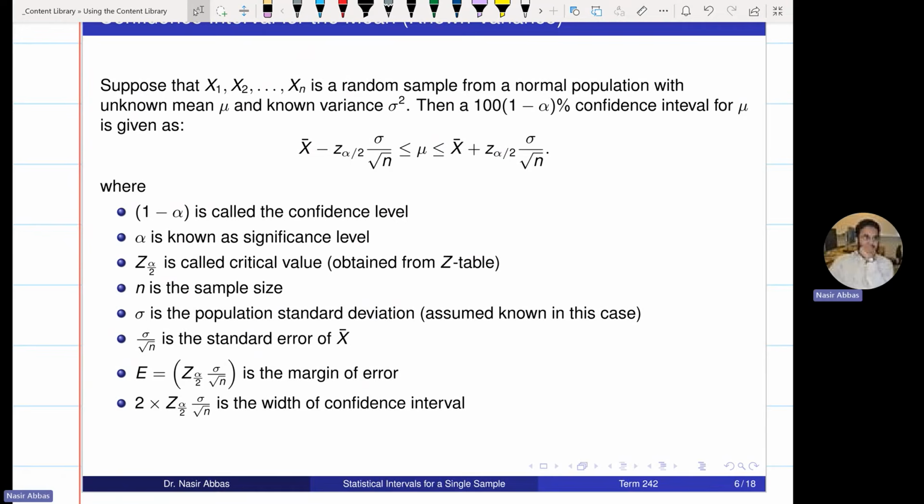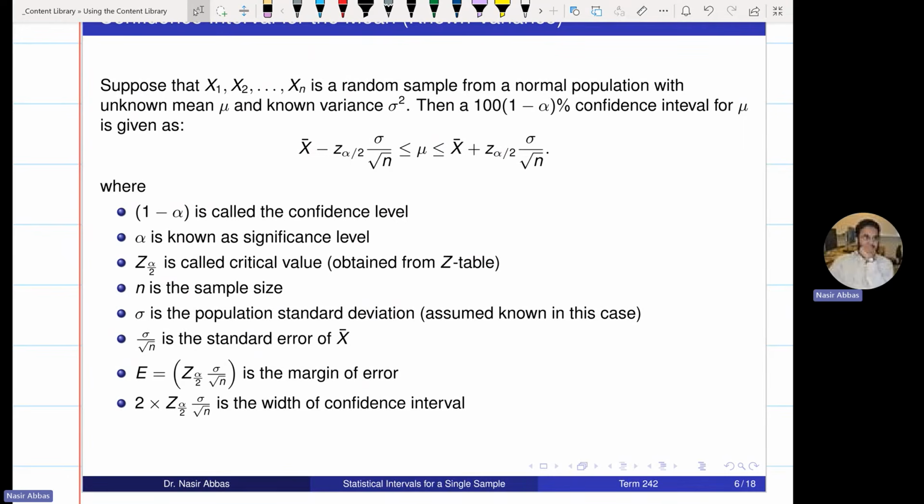Z alpha by 2 is a value which is taken from the Z table. We call it a critical value. Why? Because it plays a very critical role in determining the length of the interval estimate. So this is called a critical value taken from the Z table. How do we take it? I will explain this computation in one of the examples.